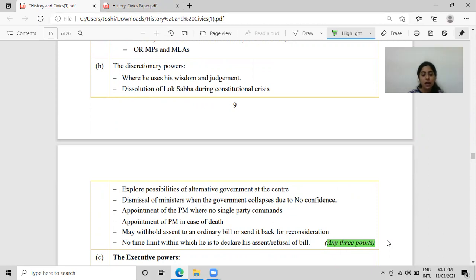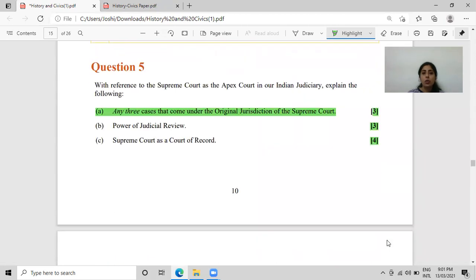Clear with it, students? Now going to the last question of section A of part B, that is question number 5. Same as what we did for questions number 3 and 4. Let's take the first question, that is any 3 cases that come under the original jurisdiction of the Supreme Court. Okay, so it is asked for 3 marks. Also, I'll take one more question, that is Supreme Court as a court of record for 4 marks. Let's discuss the Supreme Court as a court of record for 4 marks.